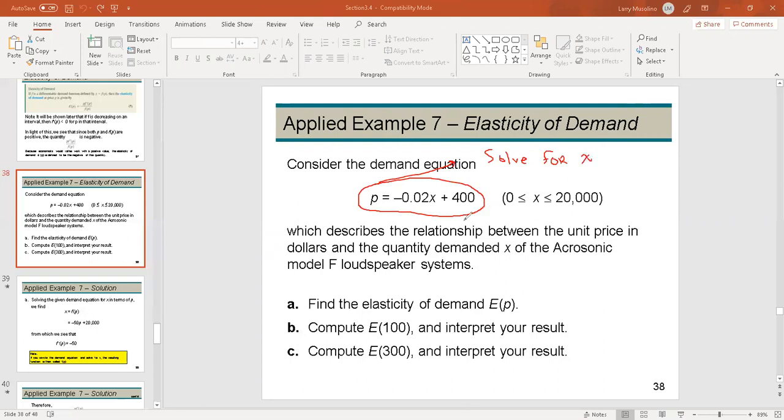So let me do that. Let me subtract 400 from both sides. When I do that, I'm going to end up with p minus 400 equals negative 0.02x. Then I'll divide both sides by negative 0.02. When I do that, I'll show you the results on the next slide. We're going to end up with x equals a function. We're going to call this the f of p function. We'll go to the next slide and show you that worked out.